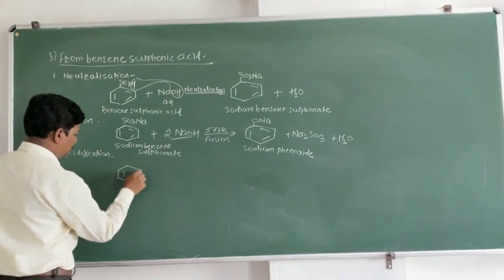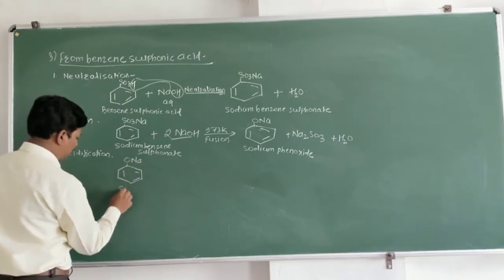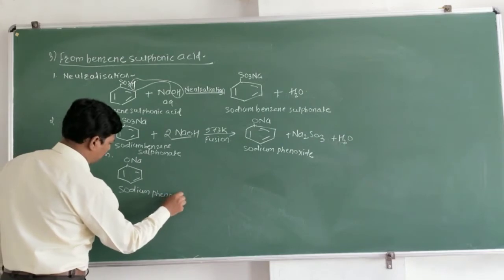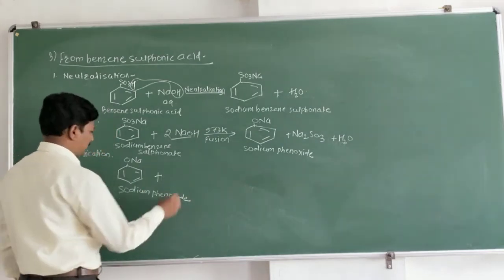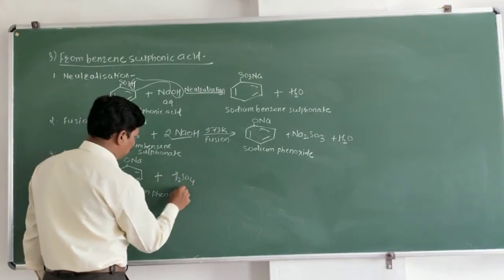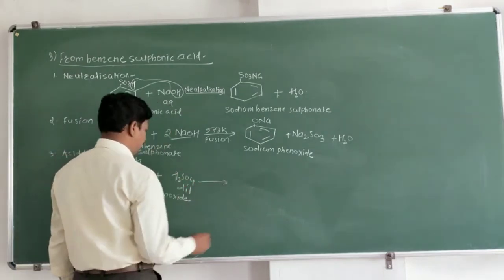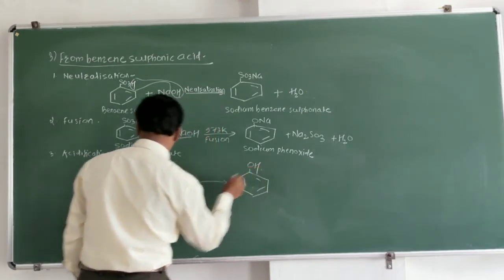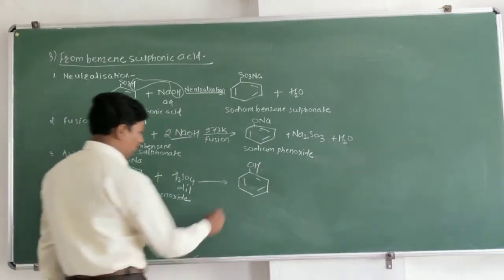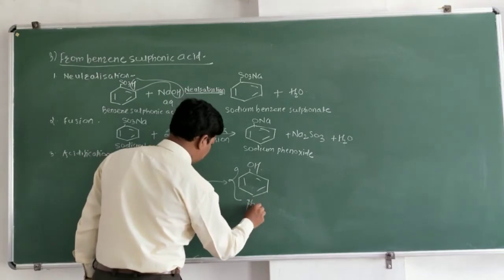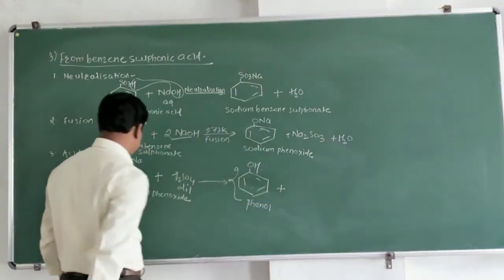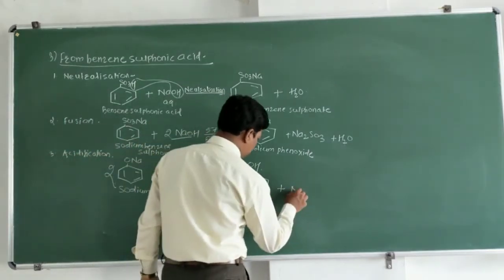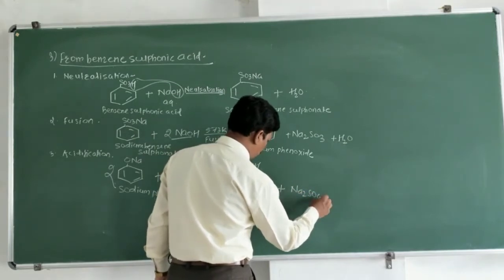This sodium phenoxide on acidification, meaning it reacts with dilute H2SO4, finally forms our product, and the product is nothing but phenol. So ONa forms OH, which is the phenol, and the byproduct is that the two Na and the SO4 2- combine to form Na2SO4, sodium sulfate.